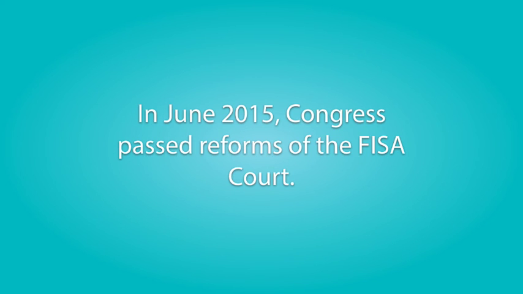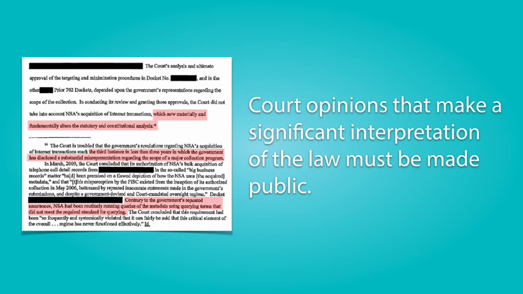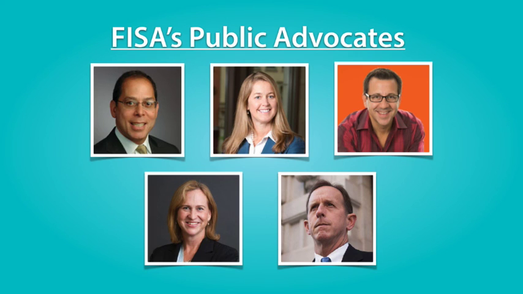In June of 2015, as part of the USA Freedom Act, Congress passed several reforms of the FISA Court. Congress mandated that FISA court opinions which make a significant interpretation of the law must be made public, although they may be in a redacted form if necessary to protect national security interests. Congress also required the court to appoint 5 individuals who will act as public advocates on those issues or requested surveillance orders which present a novel or significant interpretation of the law.